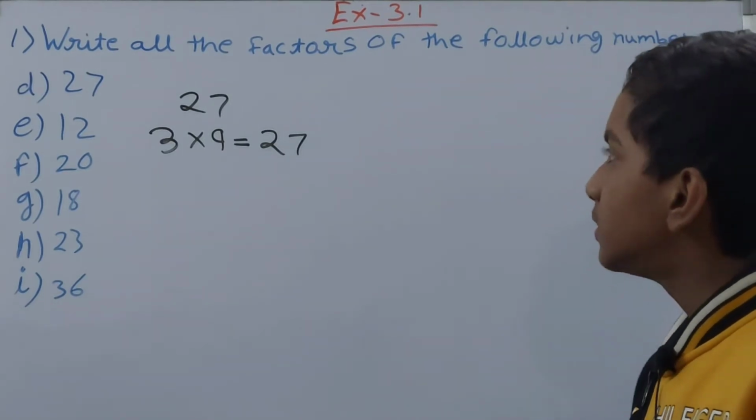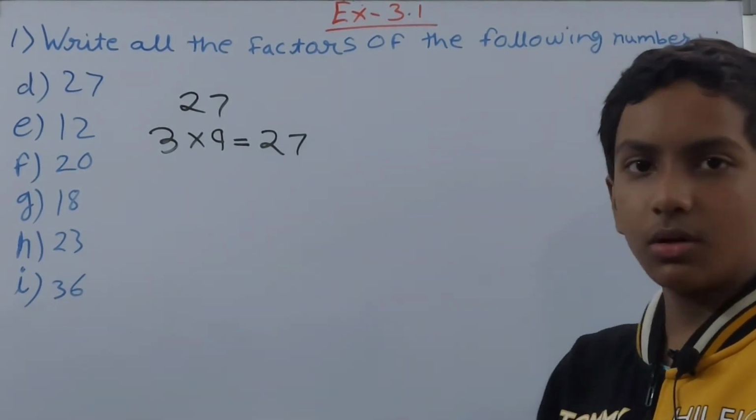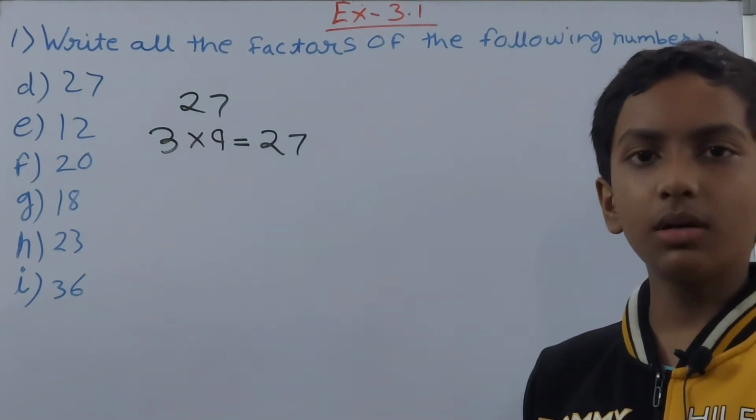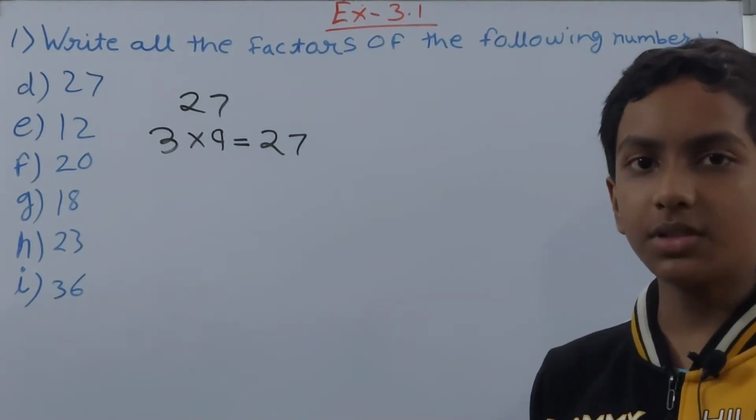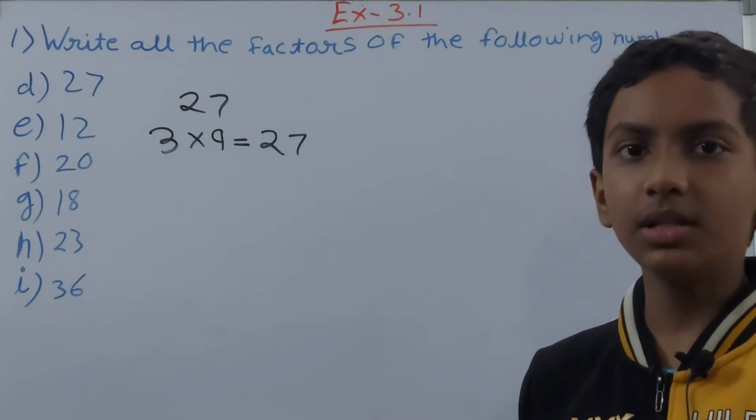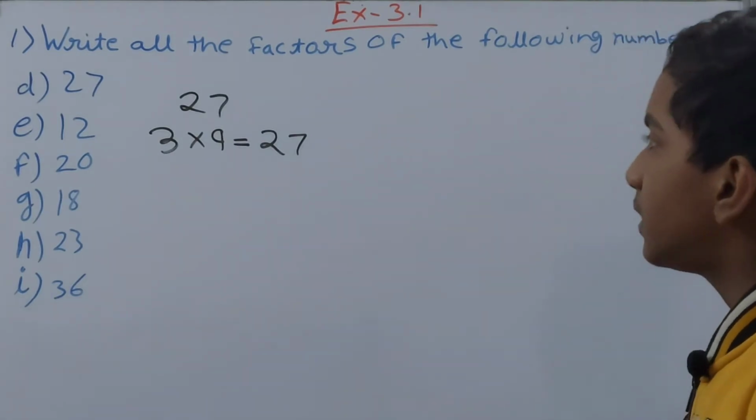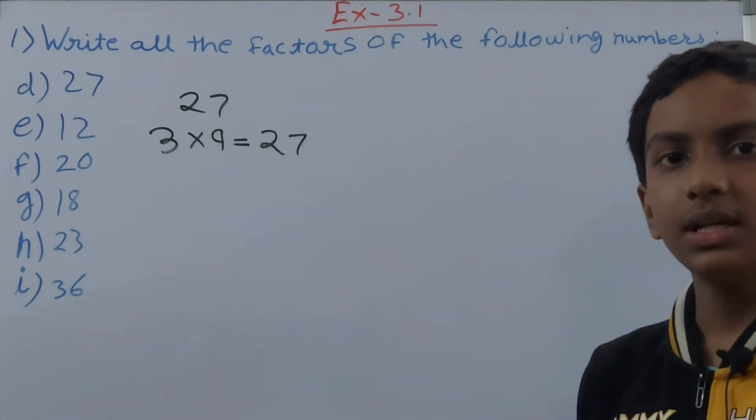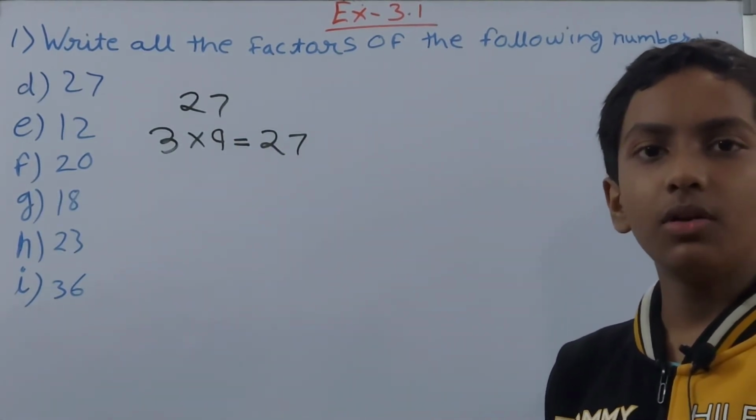6, no, 6 is also not divisible. 27 does not come in the table of 6. 7, it also does not come. 27 does not come in the table of 7. 8, again 27 does not come in its table. 9, if you see, it is already done over here. 9 is done, so 9 into 3 will be 27. 10, it will not come.